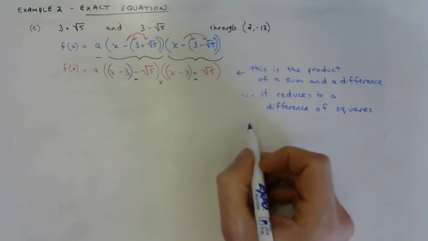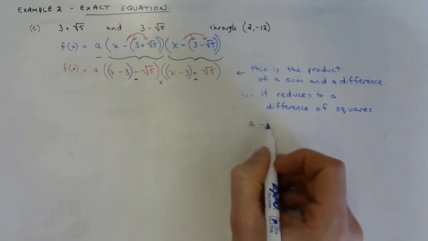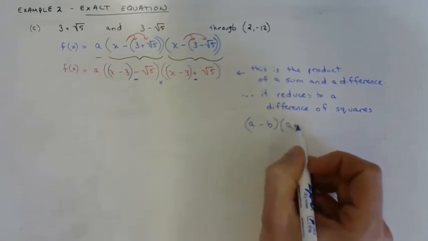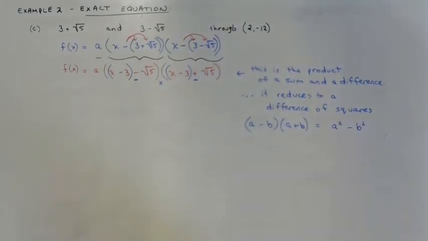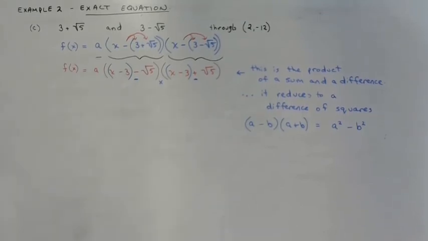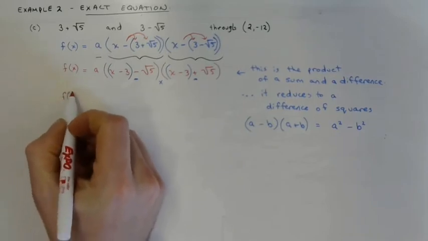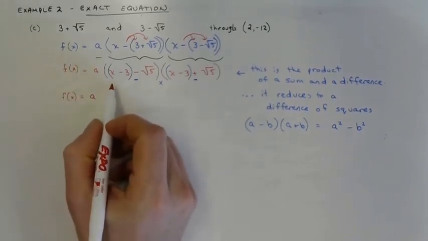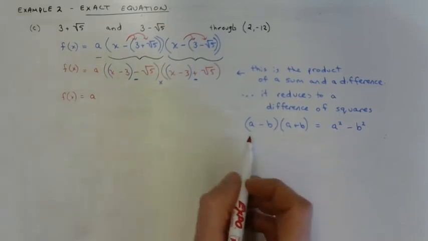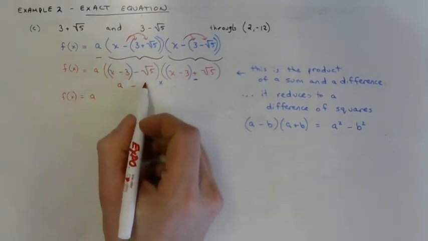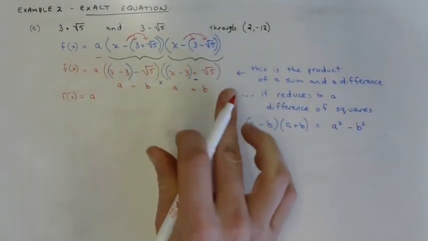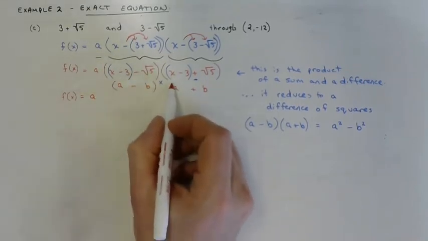Slight translation here. If you have a minus b times a plus b, it equals a squared minus b squared. If you don't understand that, that's okay. You can think about it later. For now, I'm just going to finish out this problem. f of x equals a, and then here, now I have a minus b times a plus b. Here's a minus b and a plus b. If all those extra notes are kind of bugging your eyes, don't write them.